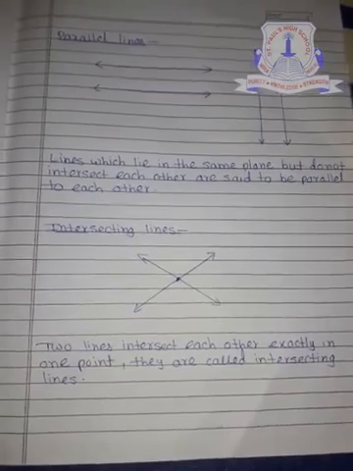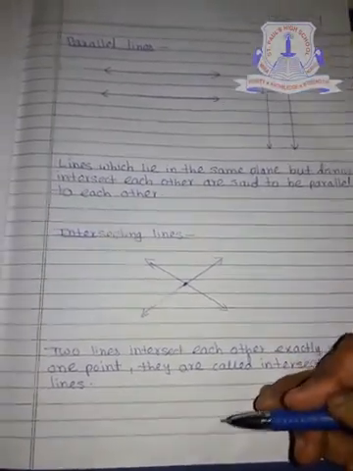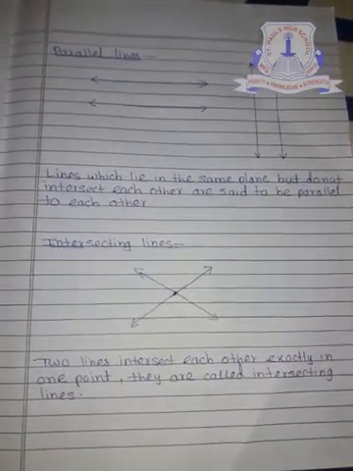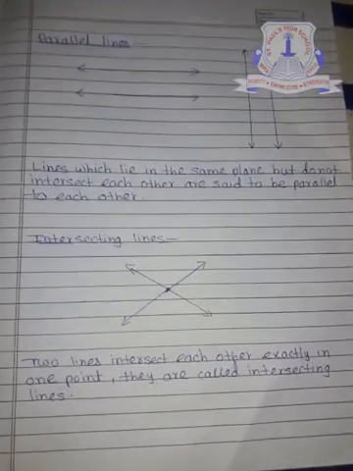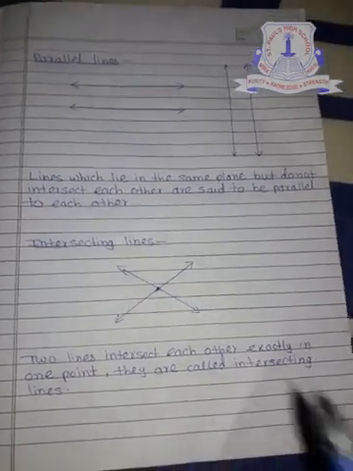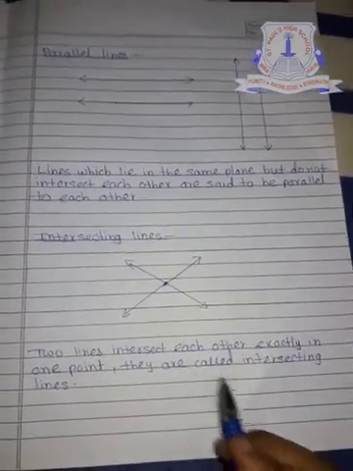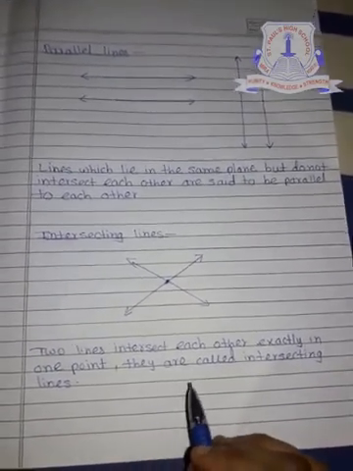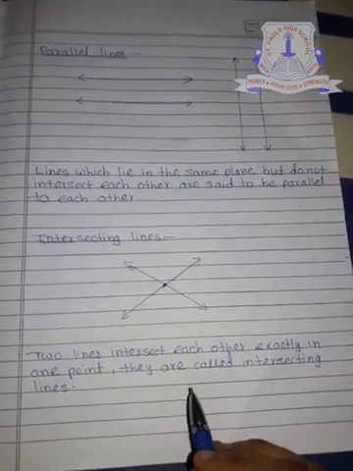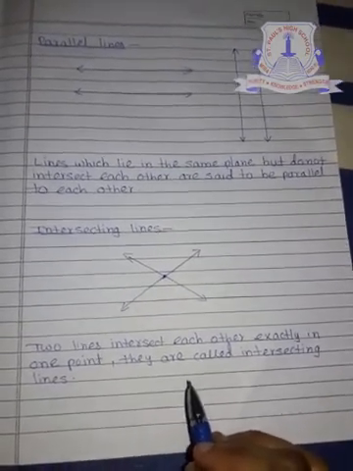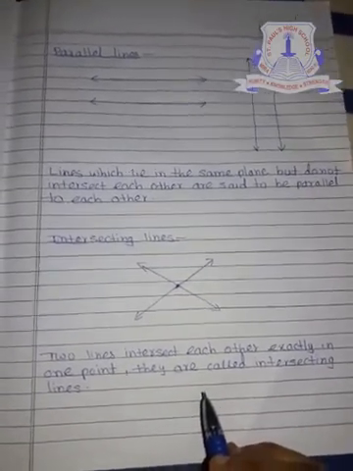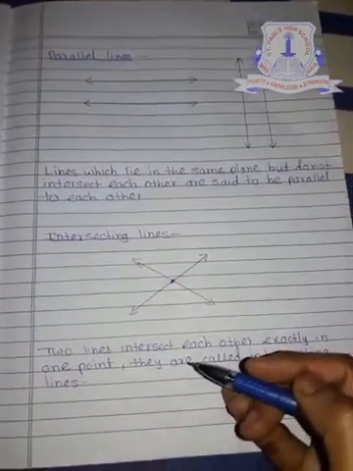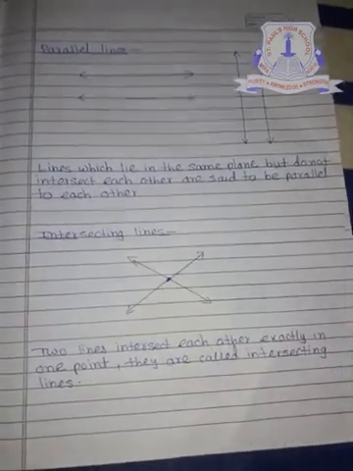So, understood the difference between parallel lines and intersecting lines? Parallel lines are the lines which lie in the same plane but do not intersect each other. And intersecting lines are 2 lines that intersect each other at exactly one point. Now just listen, students, whatever I am writing below the points, these are the points to remember that you can note in your notebook also.